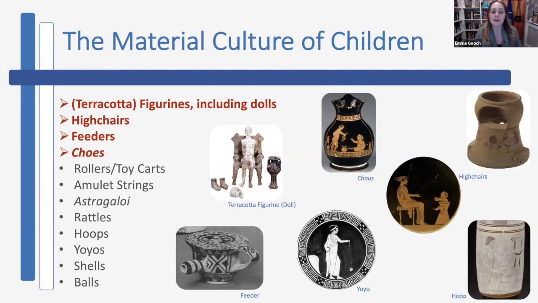Ultimately, the key examples of material culture that can serve as archaeological signifiers of children in classical domestic contexts are identified as terracotta figurines, especially of animals and dolls, high chairs, feeders, and coups. They can be sought and their distributions can be mapped in excavated houses to investigate how children used private, domestic spaces in classical Greece.